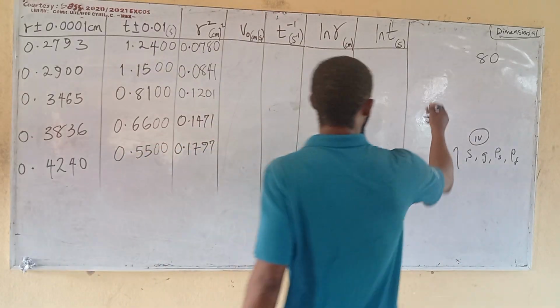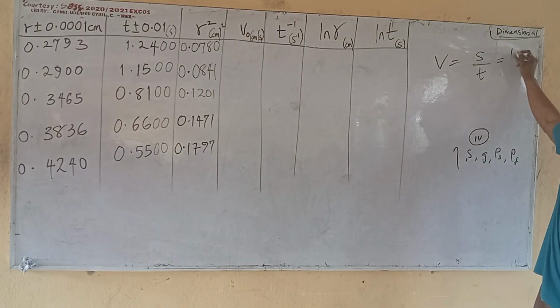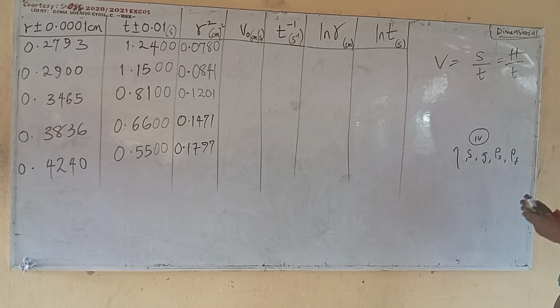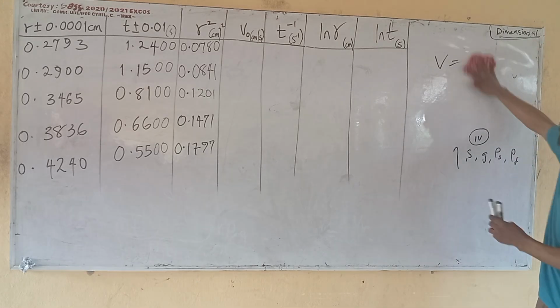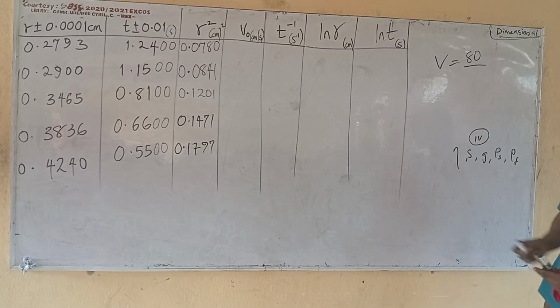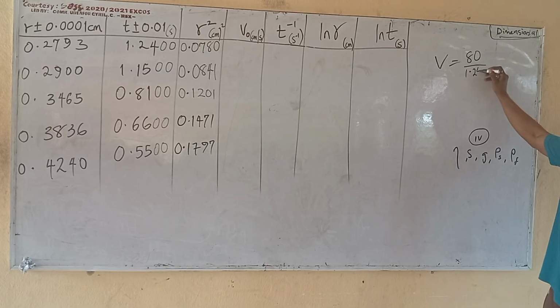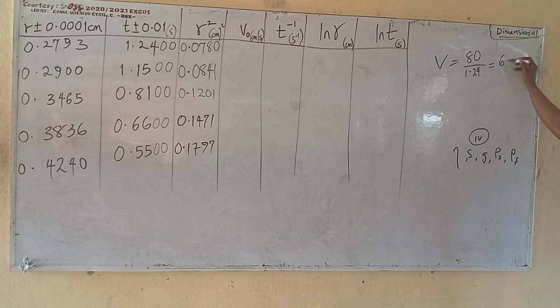So what that means is simply that velocity equals displacement over time. It equals height over time. So what I will be doing is to simply say 80 over the first time. The first time there is 1.24, which is essentially 1.240. Do 80 divided by this one. 64.5161.